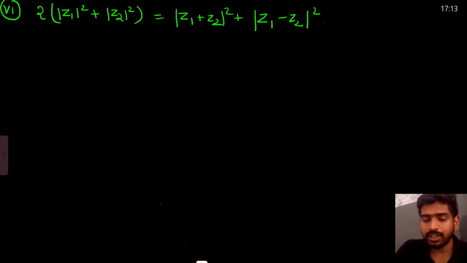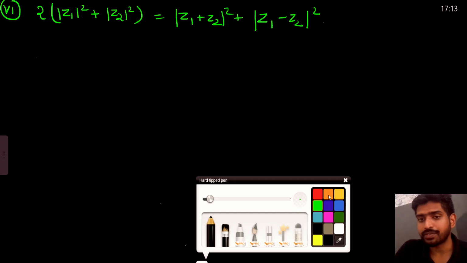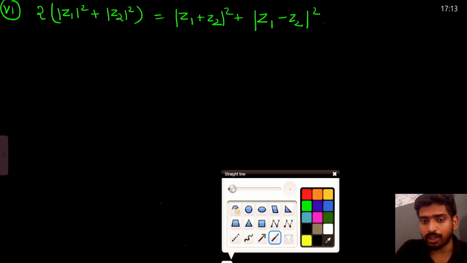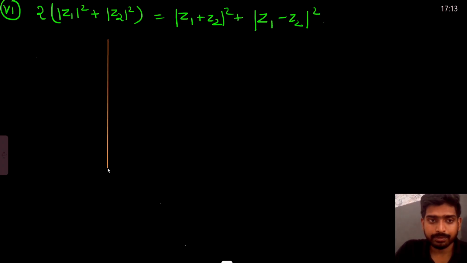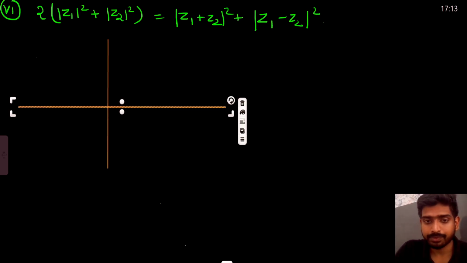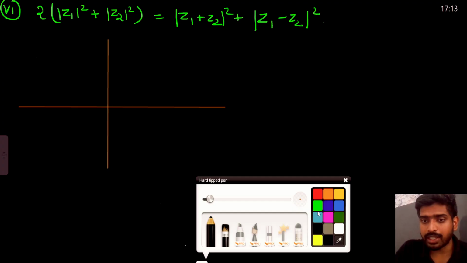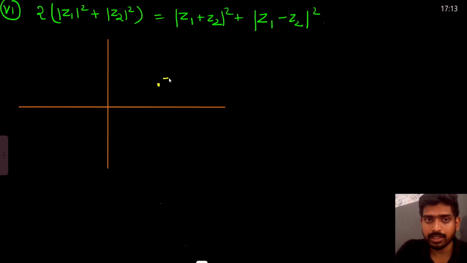Got it? If we want to prove this one, we can prove it using vectors. Earlier we have seen what a complex number is. A complex number is nothing but the position of a point in the complex plane. Suppose z1 is a complex number somewhere here. So z1 represents this point.